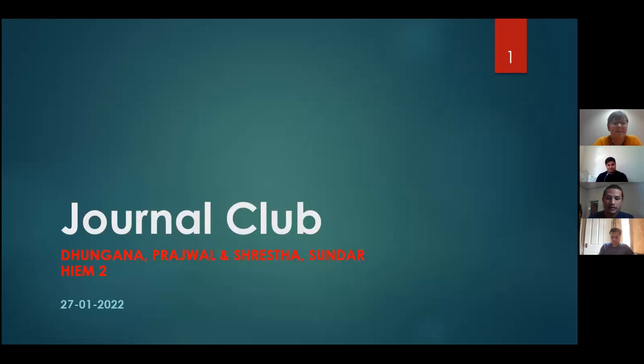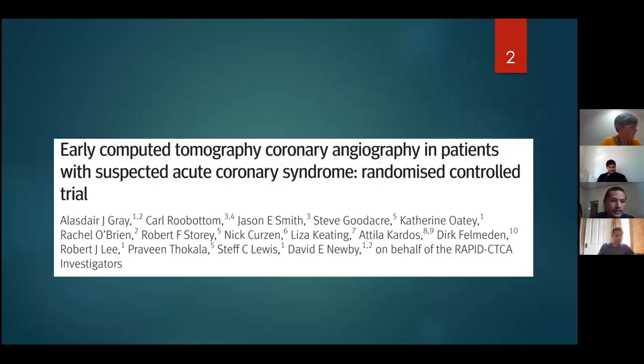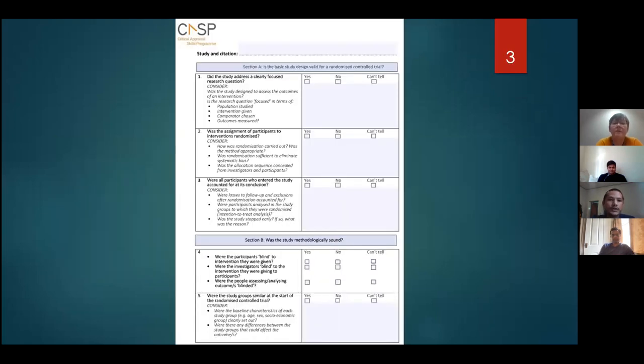So I was on this slide earlier. The topic for today is early computed tomography coronary angiography in patients with suspected acute coronary syndrome. It's a randomized controlled trial by Gray et al., published in BMJ in the year 2021, in the month of August. Today we'll be using the Critical Appraisal Skills Programme tool. The tool is divided into three sections, section A, section B, and section C. I'll be doing the first two sections, and Sundar will be doing section C. So let me proceed.